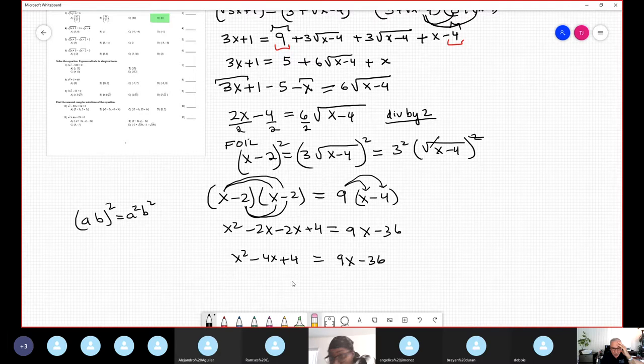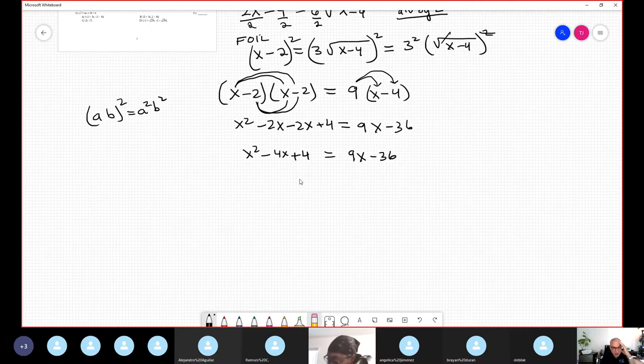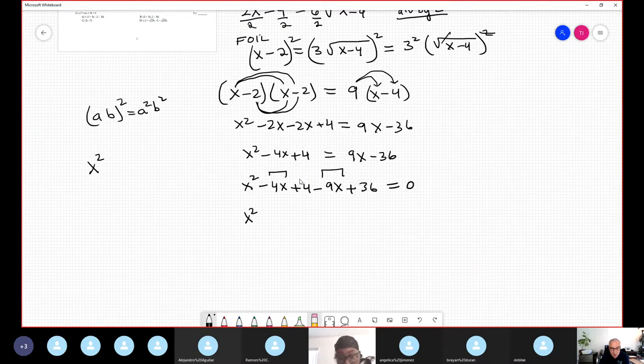This equation can look like a quadratic equation. But remember, an equation that contains x to the second power is considered a quadratic equation. And the way that so far we learned to solve it is expressing it in standard form and factoring. Let's do it that way, because it's the only way that you know. So I move everything to the left: x squared minus 4x plus 4 minus 9x plus 36 equals 0. And one more time we combine like terms. x squared, negative 4x and negative 9x is negative 13x. And positive 4 and positive 36 is 40.